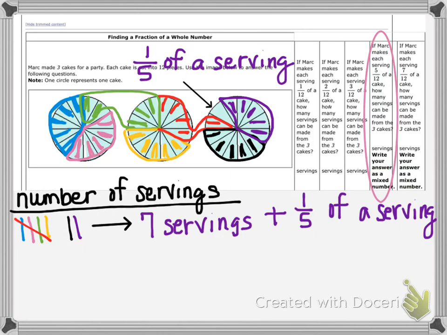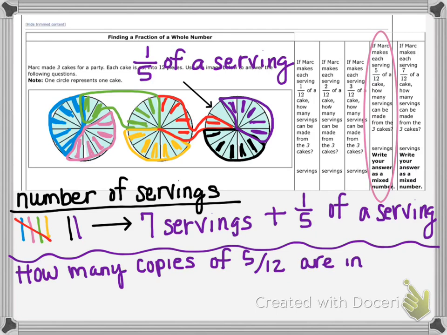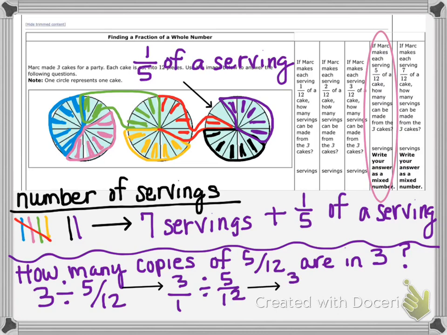Now let's look at it using fraction division. So basically the question I want to ask myself is how many copies of 5/12 of the cake are in 3 whole cakes? So how many copies of 5/12 are in 3? That turns me into the division problem 3 divided by 5/12. So I'm going to rewrite that as 3/1 divided by 5/12. And then we learned the algorithm that when you divide fractions, you multiply by the reciprocal. So this becomes 3 over 1 times 12 fifths. If I multiply straight across, I get 36 over 5.